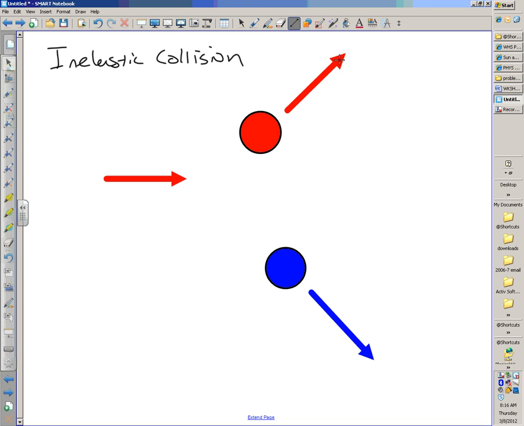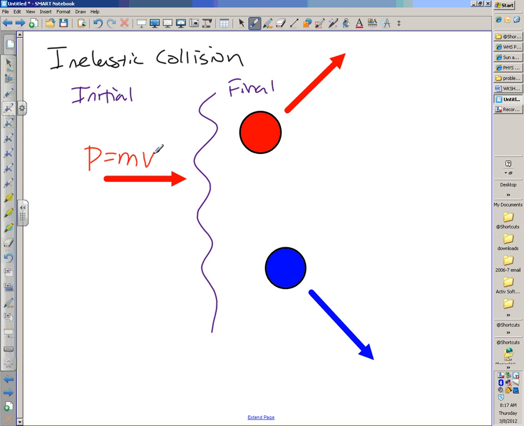So we talked about the idea that this is the dividing line, that this would be our initial condition, and this would be our final condition. One thing we had to keep in mind throughout the whole unit is that it's momentum that is conserved. Before we start the problem, we need to calculate the momentum of the objects beforehand. In this case, there was only one object moving. The red one was moving towards the right. Blue one was stationary, so it didn't have any momentum to begin with.